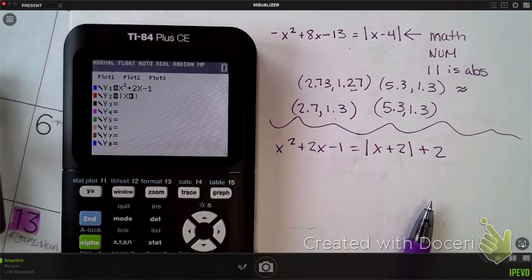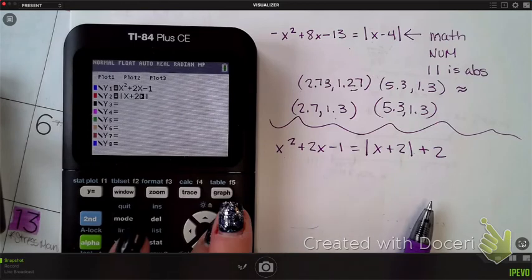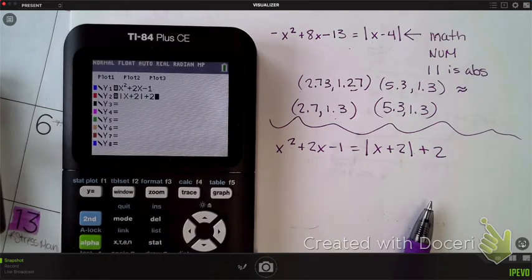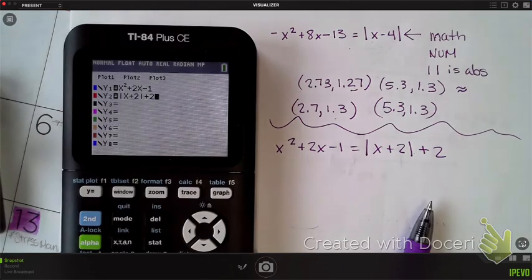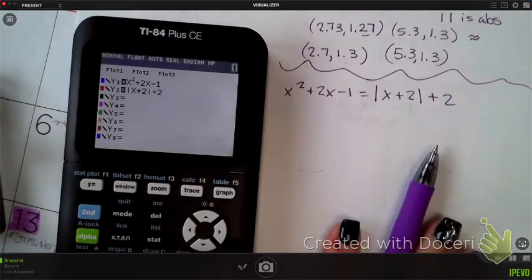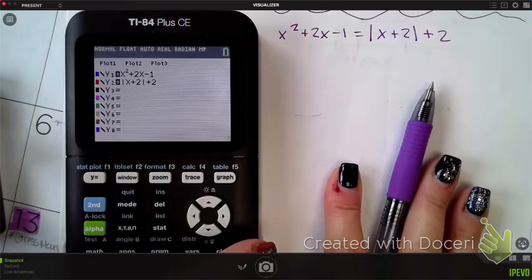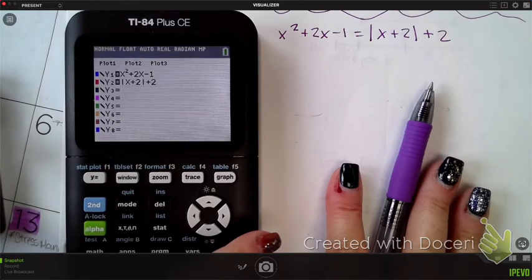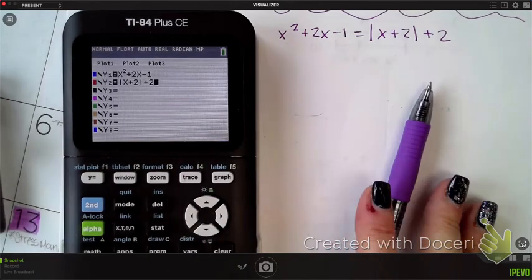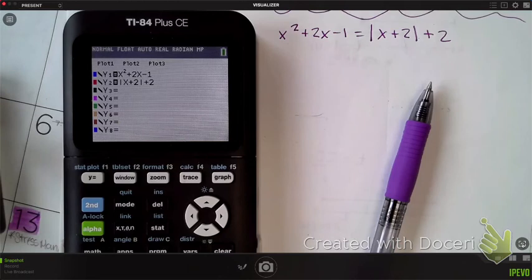Now remember to end your absolute value, or arrow out of it, before you put your plus 2. These are much nicer when you have color and depth. Can you tell?